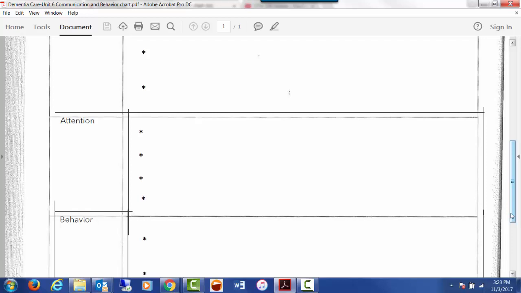Remember, selective and divided attention is difficult. For example, with permission, turn off the client's television in their room when he or she is engaged in ADLs.